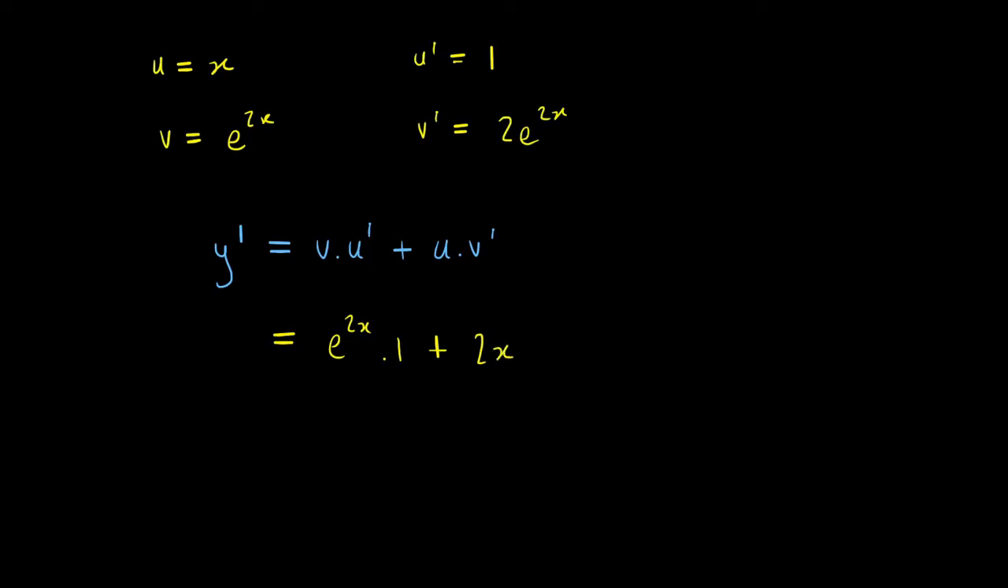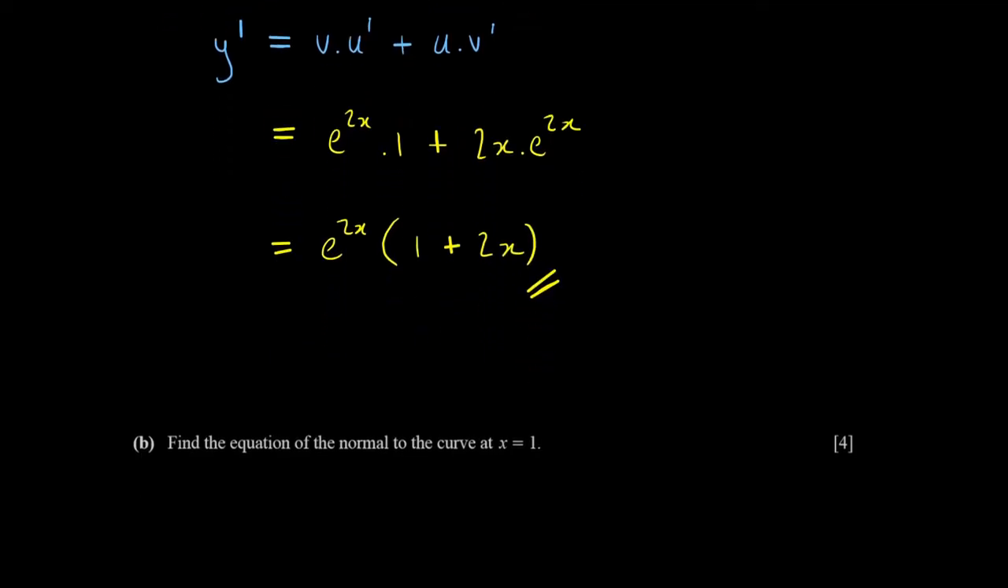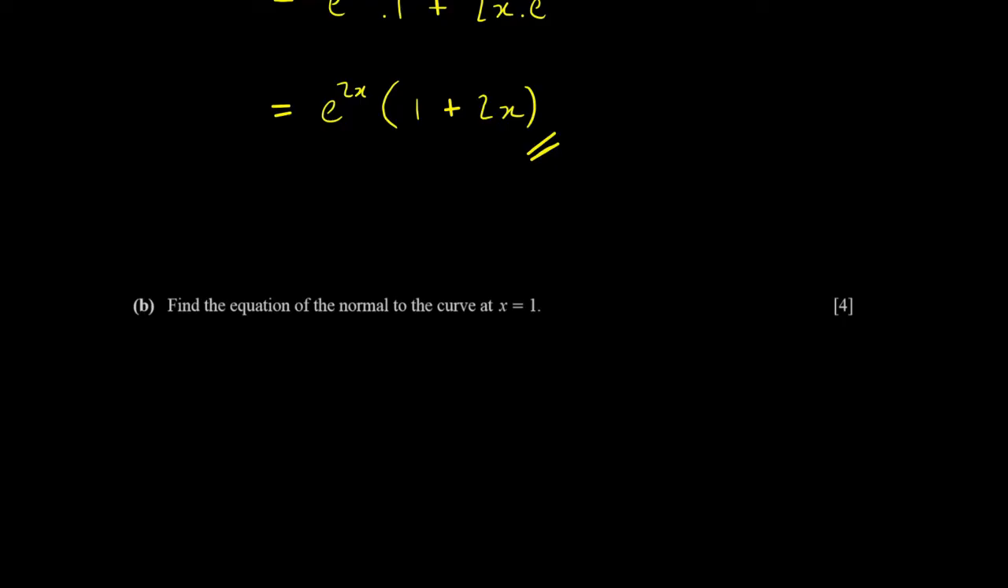So we get 2x e to the 2x. And I think it's maybe helpful to factorize this as e to the 2x bracket 1 plus 2x. Okay? All right, then part B, we want to find the equation of the normal to the curve at x is equal to 1.